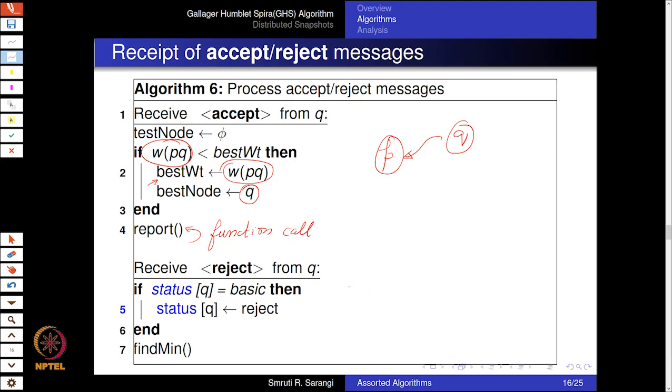What do I do if I receive a reject from Q? Well, then I change the status of the edge from basic to reject, and I continue with other neighbors. So no problem. What is the idea?